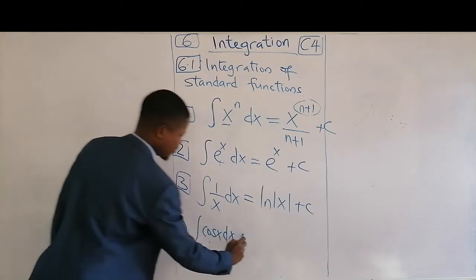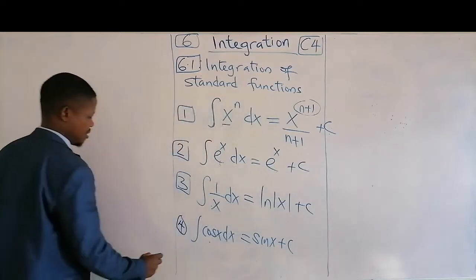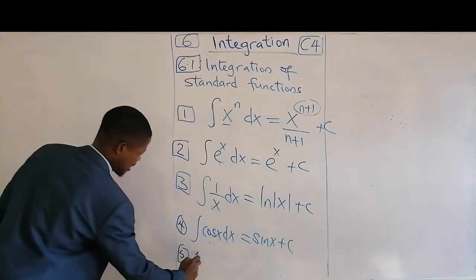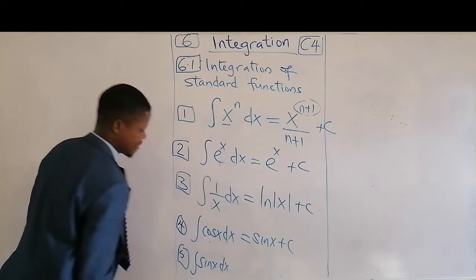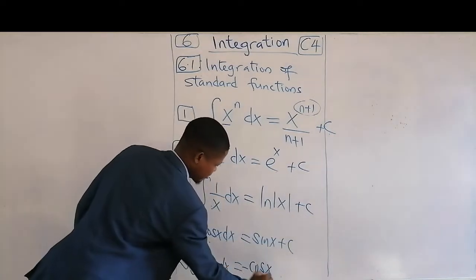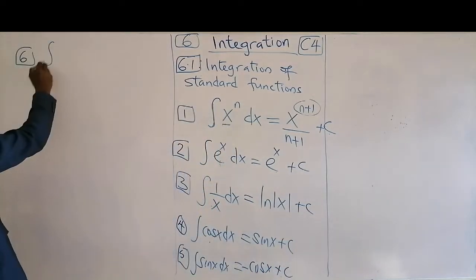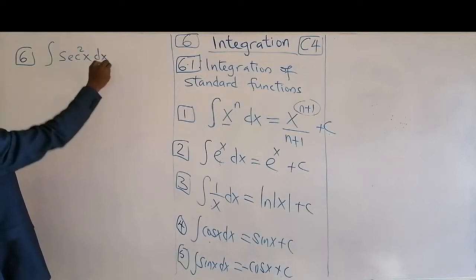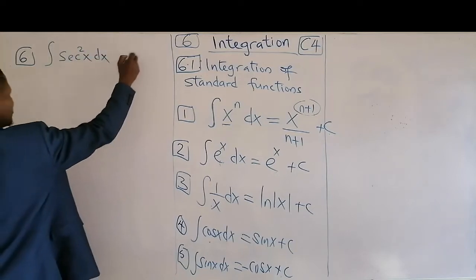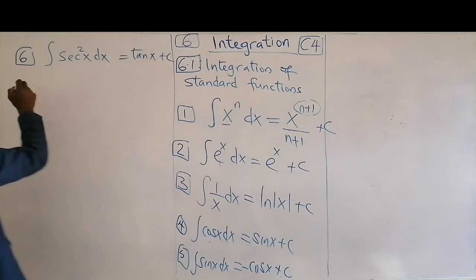Then the next one, integral of cos will give you sine plus c. Integral of sine will give you minus cos x, plus the constant of integration. Integral of sec square x dx is tan x, plus the constant of integration.